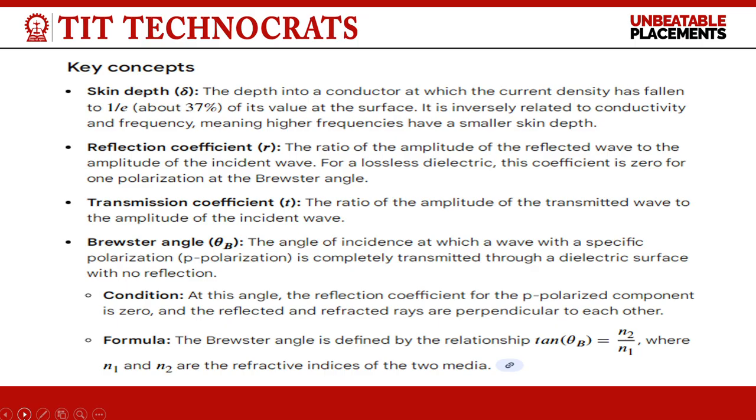Our key concept is skin depth, which is defined as the depth into a conductor at which the current density has fallen to about 37% of its value at the surface. Now the reflection coefficient is the ratio of the amplitude of the reflected wave to the amplitude of the incident wave. Transmission coefficient is the ratio of the amplitude of the transmitted wave to the amplitude of the incident wave. And the Brewster angle is the angle of incidence at which a wave with a specific polarization is completely transmitted through a dielectric surface with no reflection.